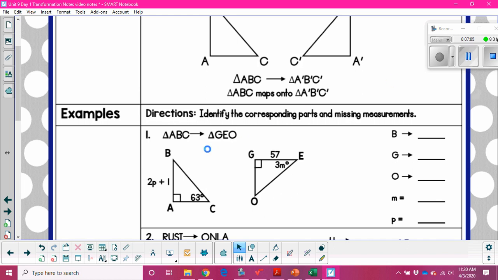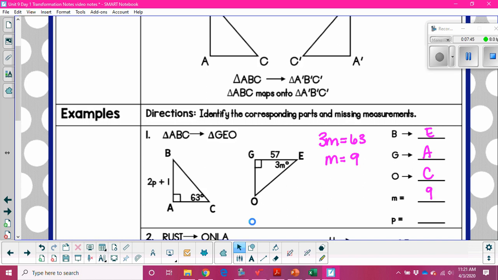Okay, so we are going to set up a couple of things here, but first we'll write down what corresponds to what. All right, so we just said that angle B goes with E. We said that G goes with A, and that O goes with C. Okay, so let's find out what M is. Okay, so E right here is 3M. E goes with C, which is 63. Okay, so 3M equals 63. All right, divide both sides by 3, so we know that M is 9.